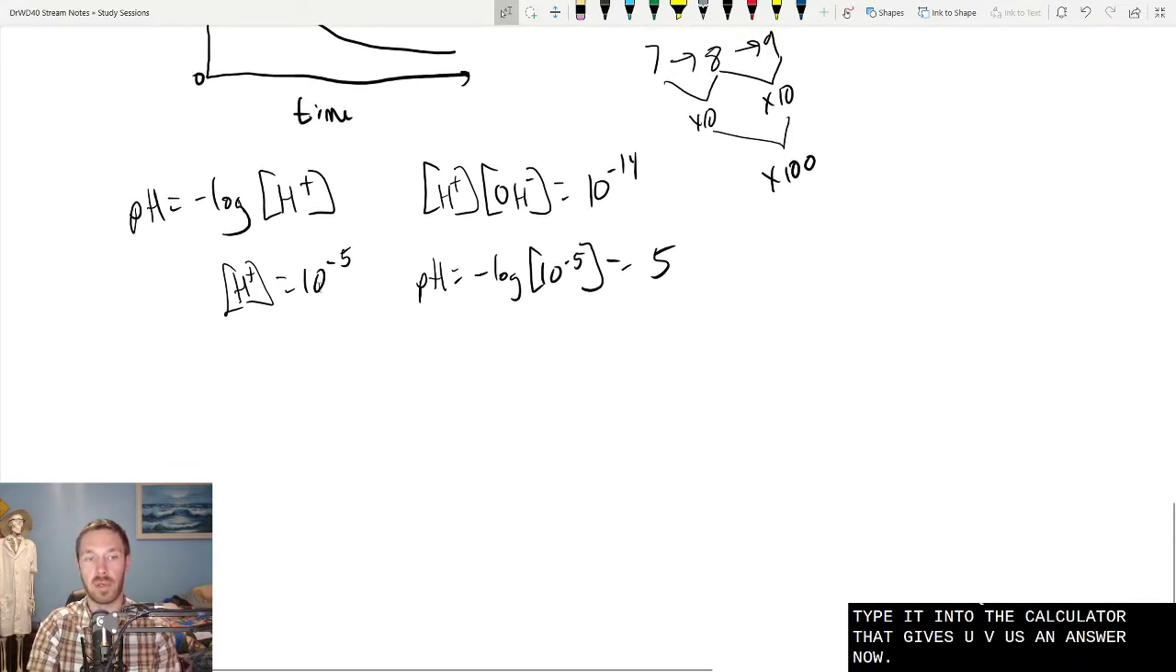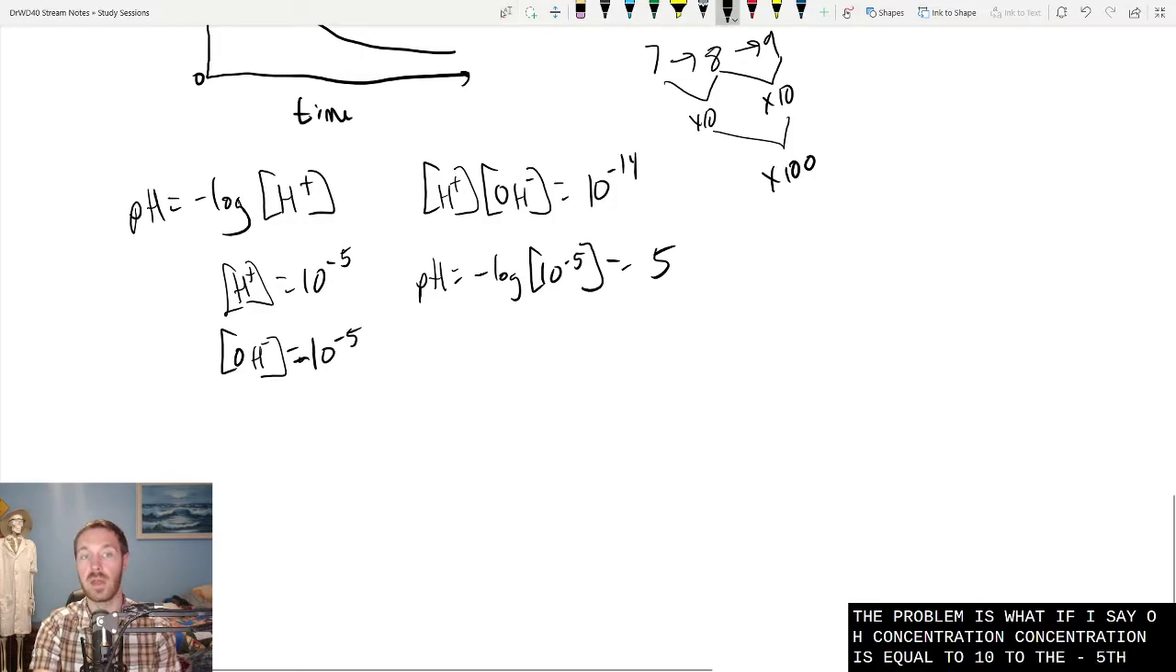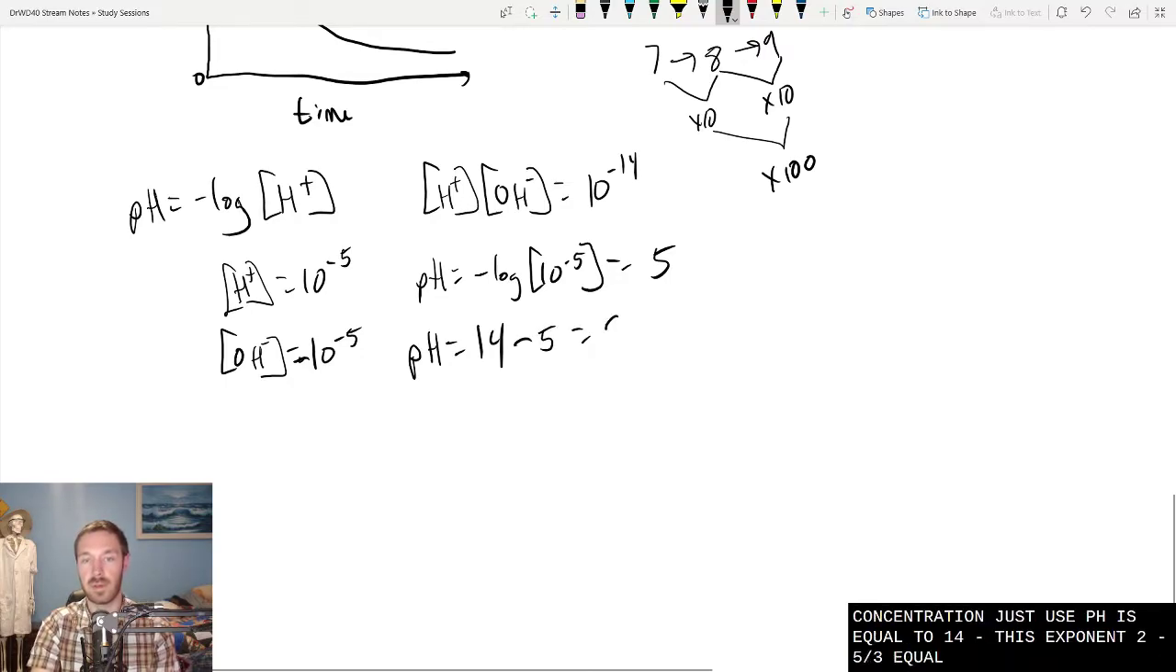Now the problem is, what if I say OH minus concentration is equal to 10 to the minus 5th? Now you can't plug that into the equation. So you'd first use this equation. But let me tell you a trick. So for this one, if you're given hydroxide ion concentration, just use pH is equal to 14 minus this exponent, so 14 minus 5, that equals 9. So there's a little trick you can use for this process right here if you're given hydroxide ion concentration.